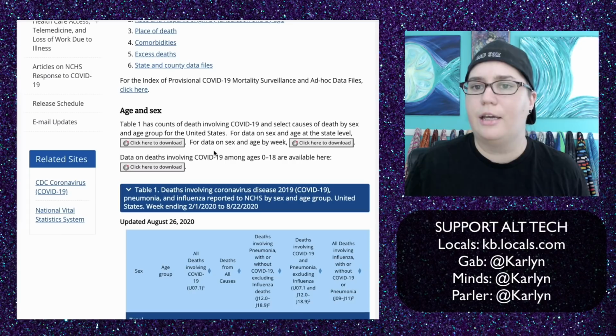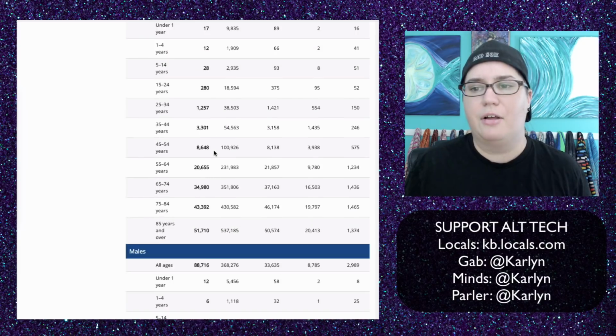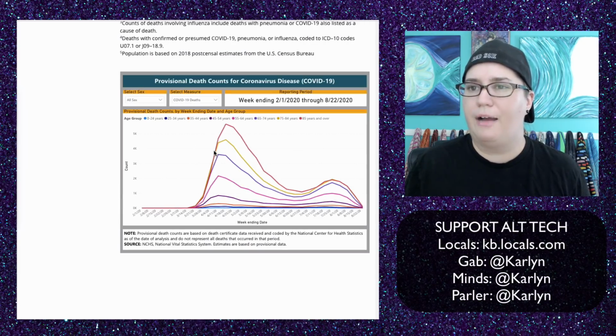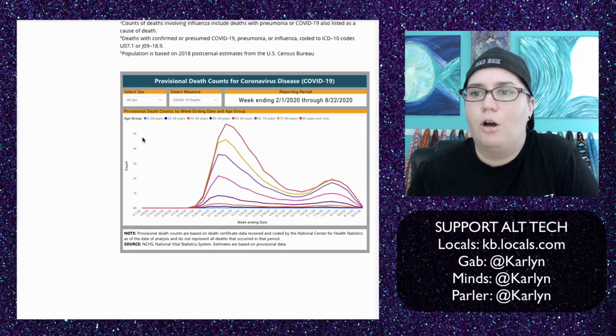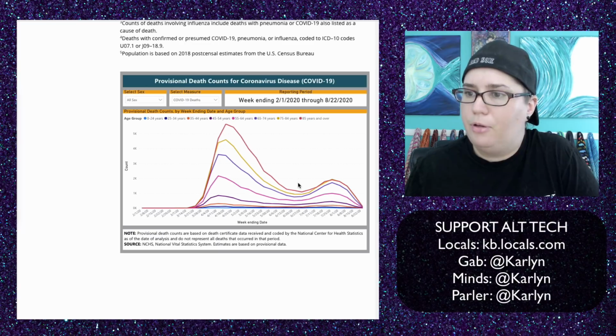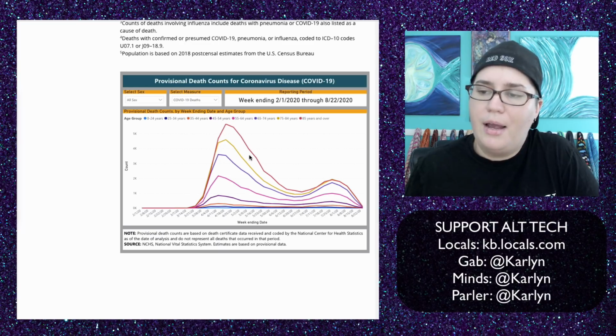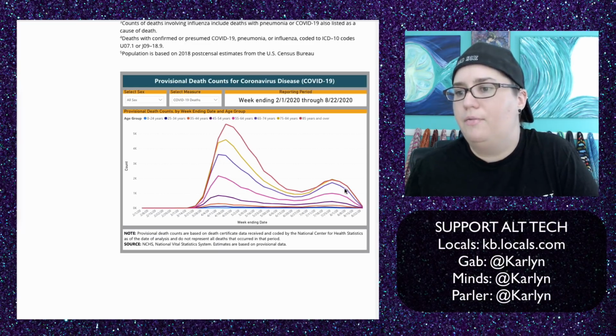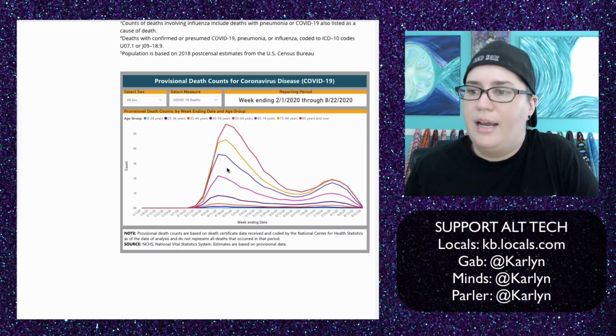So let's just take a look here. Age and sex. Table 1 has counts of deaths involving COVID-19 and select causes of death by sex and age group for the United States. So let's just take a look. We're just going to scroll down to our graph here and see. So, deaths of COVID by age. You can see there is a nice big spike right here in April, and then it goes way down, and then a little bit more of a spike, and then way down again.